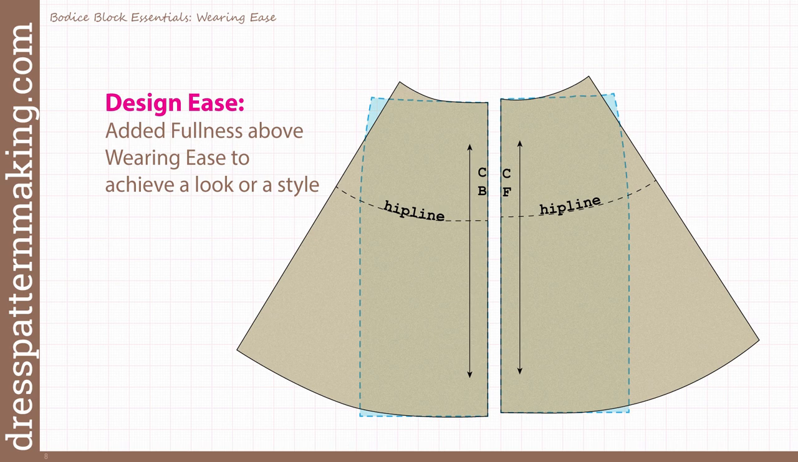So one garment can have only wearing ease in one part of the garment and extra fullness in another part of the same garment. This kind of ease is not included in the blocks, it's added when drafting patterns. So I won't be talking about design ease in the rest of this tutorial.